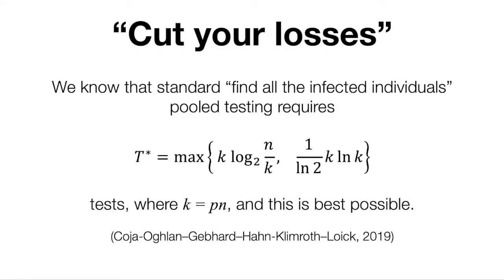First, as a reminder, for the standard group testing problem, where we want to find every single infected individual, it's known how many tests are needed in the theoretical model. It's this number, whichever is bigger out of k log_2(n over k) and of (1 over log 2) k ln k. Where k here I'm using to be the average number of infected individuals, which is p times n. And it's known that this is best possible, so this is a solid result.